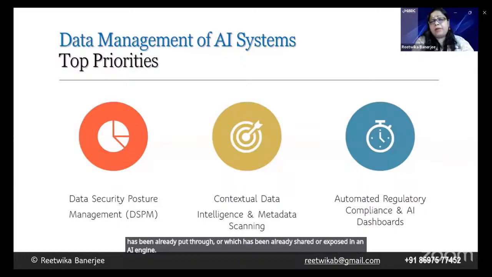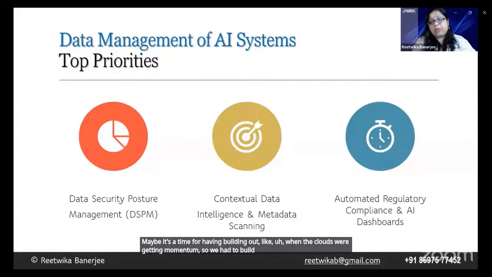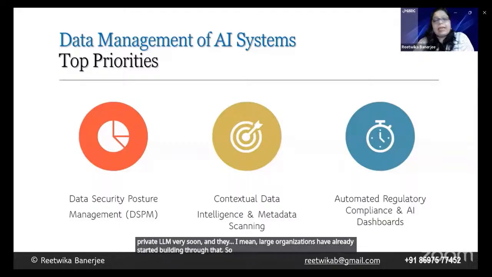It is like when the clouds were gaining momentum and we had to build from private clouds and public clouds. Similarly here, we are probably going to need private LLMs very soon, and large organizations have already started building them. So contextual data intelligence and metadata scanning within a private environment is the next big thing, and organizations should start prioritizing it.